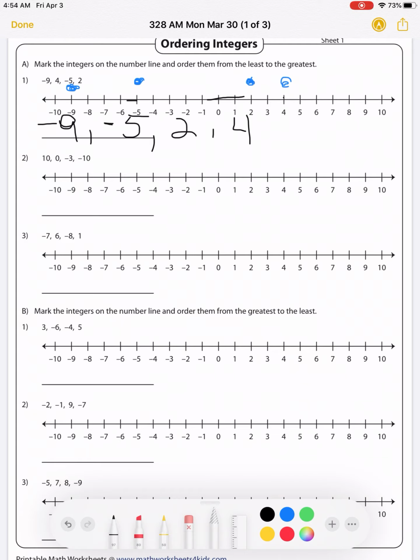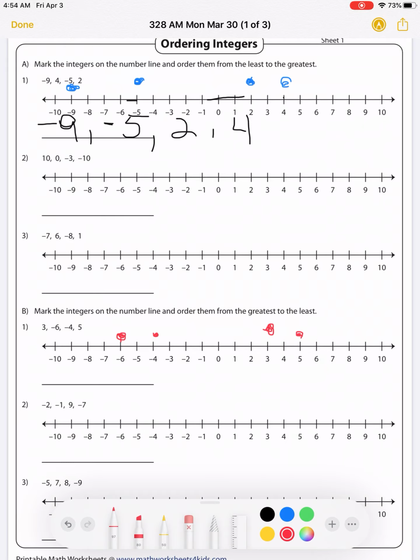Number 2, 3, B. Let's see what B says. Mark the integers on the number line in order from greatest to least. So we'll practice one. The first number they have here is +3. So I'll go ahead and indicate that. Okay. Next one is -6, which is here. -4, which is here. And +5, which is here.